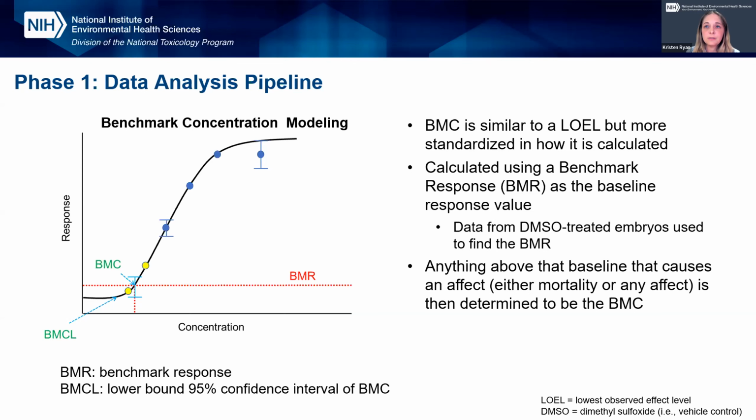And to estimate that BMC, you first need to understand the variability in your data and assign that as a baseline response level. We call that the benchmark response. For this project, we used the data from just the DMSO treated fish to understand the level of variability in basic mortality and malformations in those fish. And once we identified that value, we calculated the concentration above that line, which I have here in red, to cause a significant increase, and that's assigned as the BMC. We also looked at the confidence around these BMCs, focusing more on the BMCL or the lower bound limit.